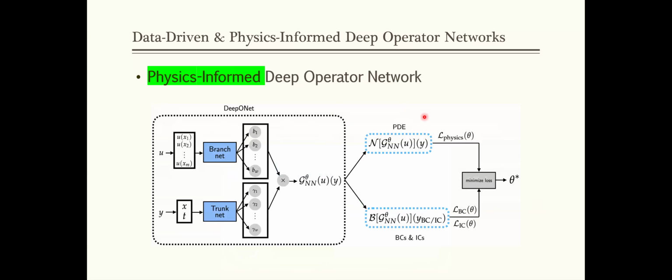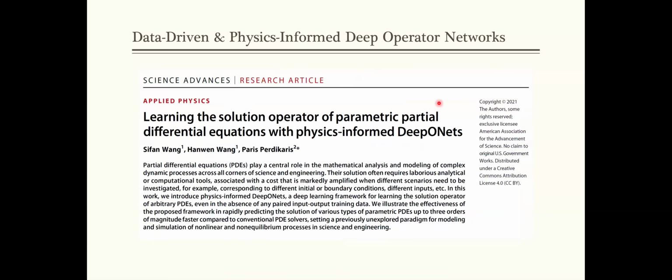So in order to avoid the reliance on paired training data, the physics-informed DeepONet incorporates the given PDE directly into its loss function. Since the model output in machine learning is usually differentiable with respect to its inputs, we can use automatic differentiation to compute the PDE residuals. This residual, together with the loss on initial and boundary conditions, ensures that after training, the model output will satisfy the physical law described by the PDE. The physics-informed DeepONet was proposed by Professor Paris Perdikaris and his collaborators in 2021. This article was published in Science Advances.